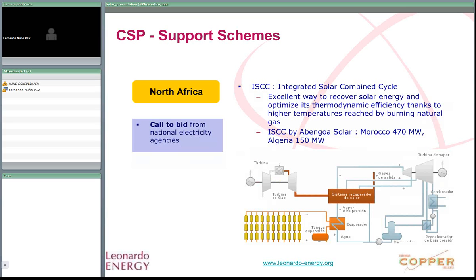In North Africa, it's more based on calls to bid from national electricity agencies. It's quite usual to find integrated solar combined cycle. So this is a combined cycle that takes some solar radiation. Then this is definitely a good idea to recover solar energy and optimize the thermodynamic efficiency thanks to high temperatures reached by burning natural gas in a gas turbine. So, to give an example, there are some ISCC by Abengoa Solar in Morocco, 470 megawatts, or Algeria, 150 megawatts.